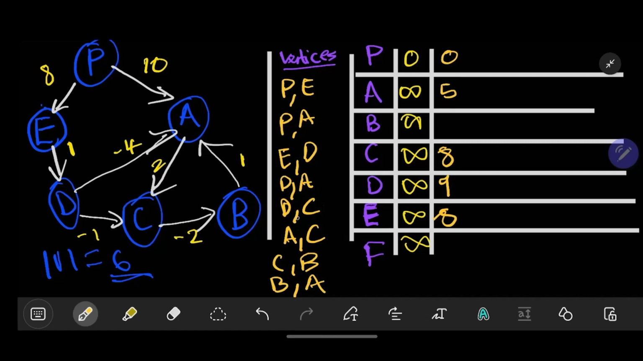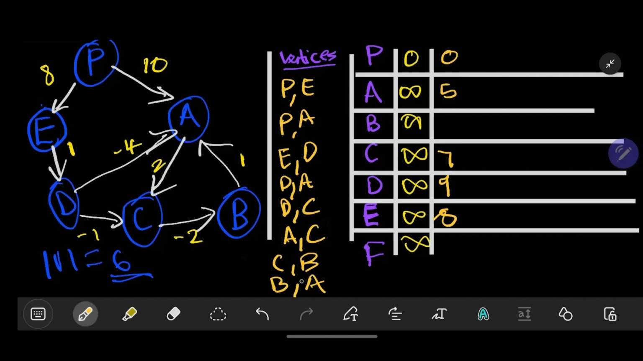Okay, then we can do AC. So between A and C, A is currently 5. The weighting between A and C is 2, which 5 plus 2 is 7, which then gives you a smaller value than 8. So we can change 8 to actually 7. Okay, following me so far? So we are now done with AC.